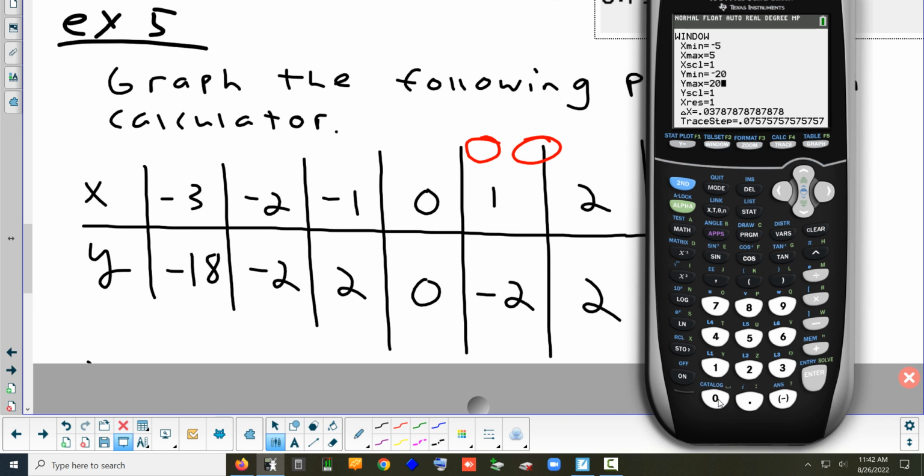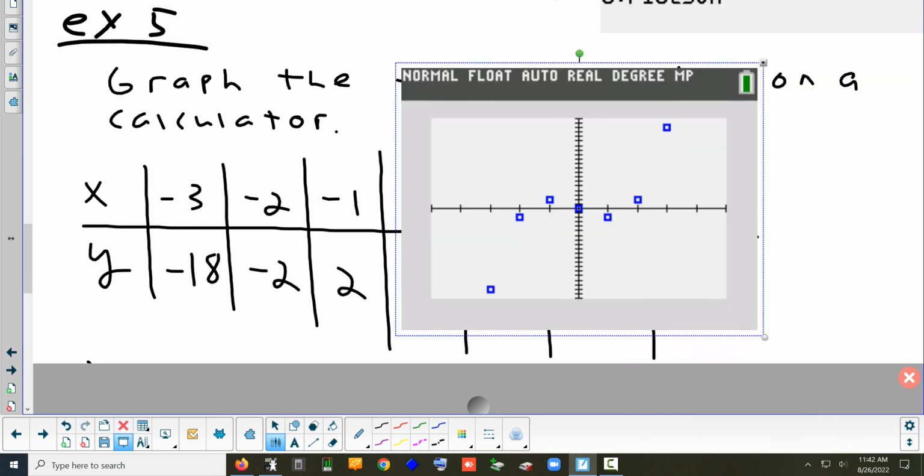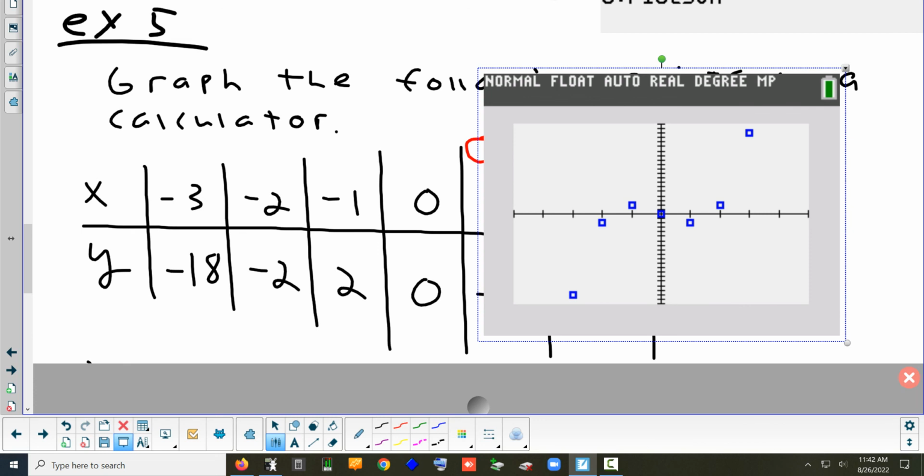So if you've done everything right, you turned your scatter plot on, you set your window, typed in the data, you should be able to hit graph. That line is from what we did before. If I go to y equals, I can get rid of the square root. We're done with the square root. Or you can leave it. It doesn't matter. Point is, you should see dots like that.